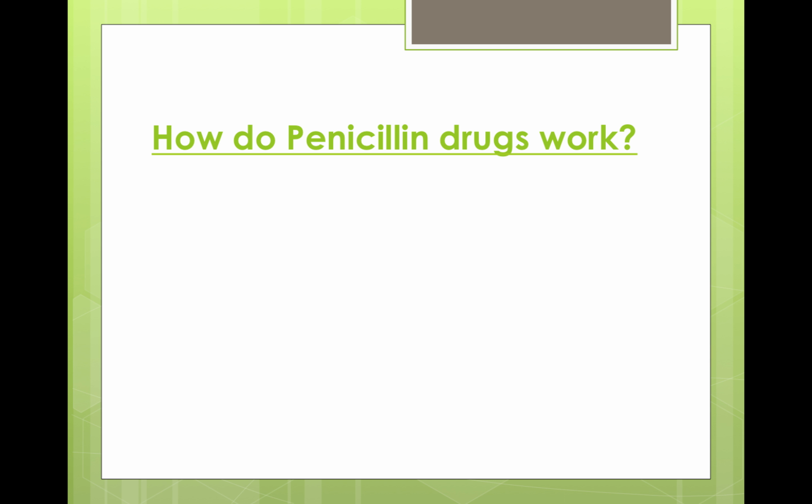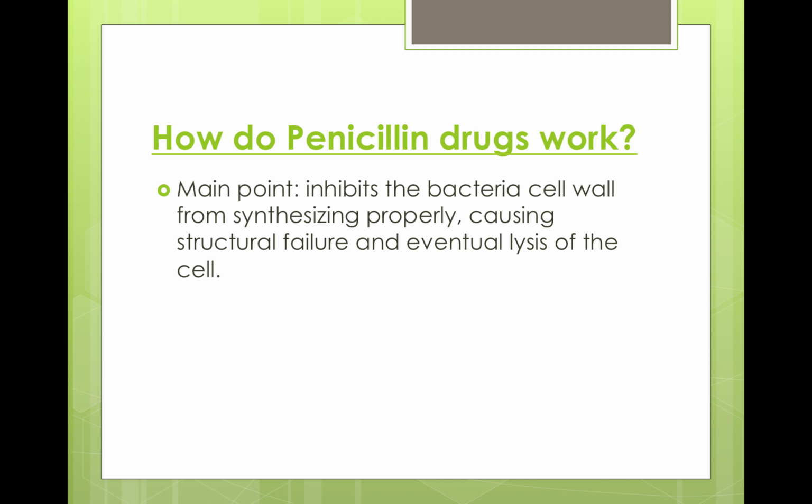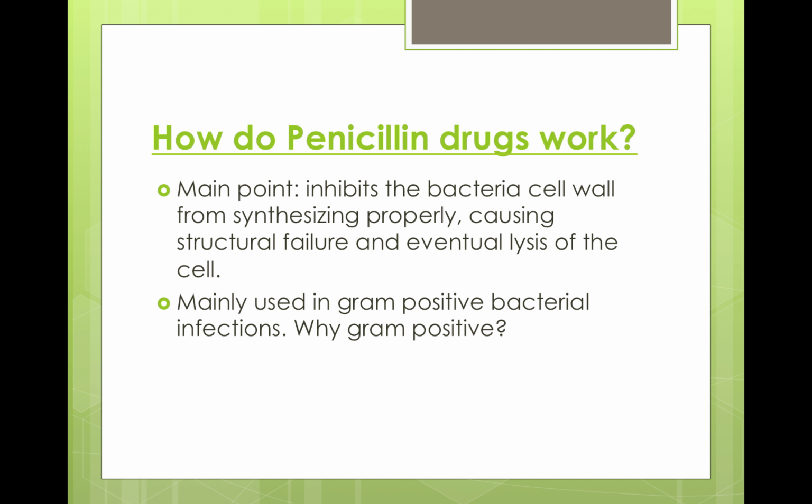So, how do penicillin drugs work? The main point of these drugs is to inhibit the bacteria from synthesizing its cell wall properly, and this causes structural failure and eventual lysis of the cell. So, it is mainly used in gram-positive bacterial infections. Penicillin drugs really don't have much effect on gram-negative bacteria.